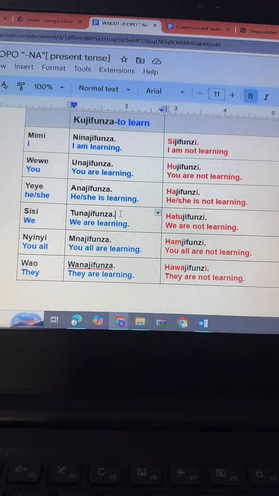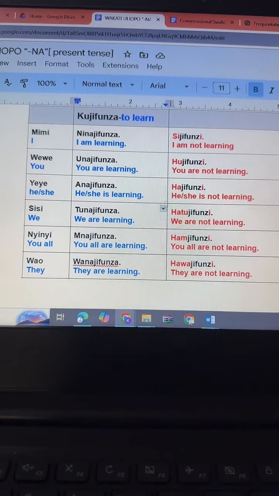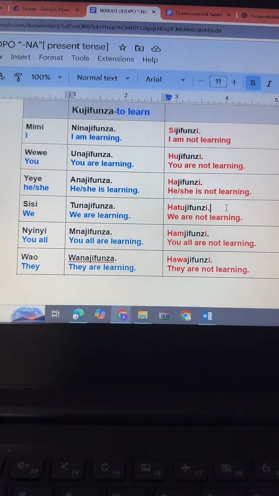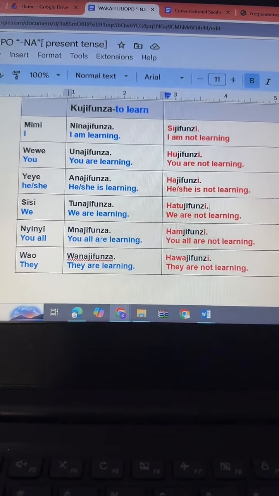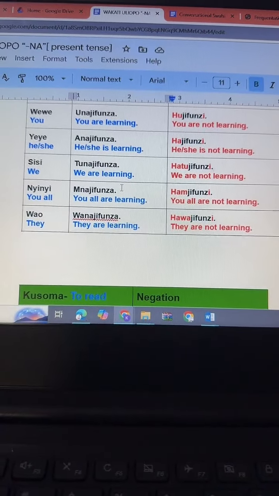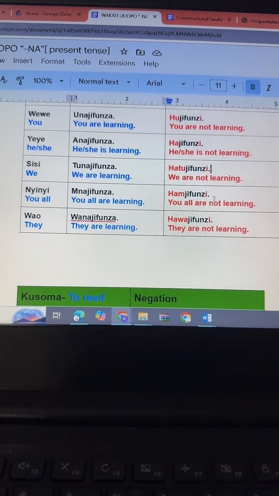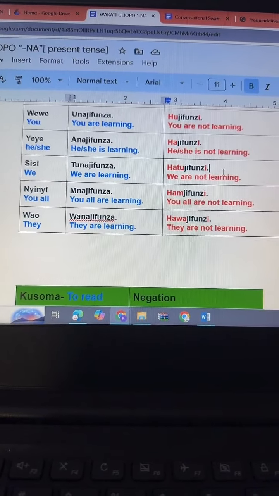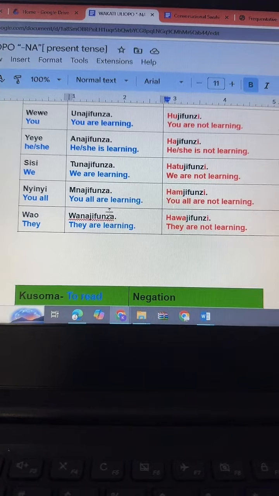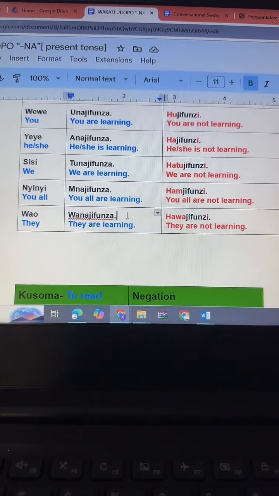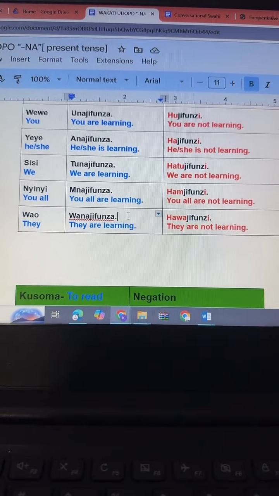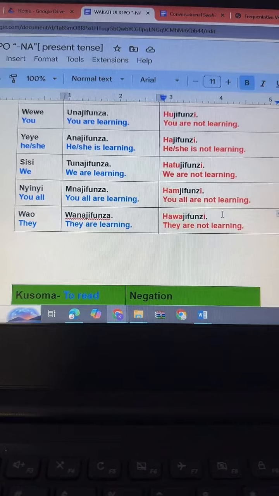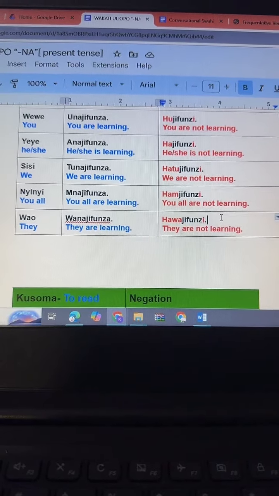Sisi tunajifunza, we are learning. Sisi hatujifunzi, we are not learning. Nyinyi mnajifunza, you all are learning. Nyinyi hamjifunzi, you all are not learning. Wao wanajifunza, they are learning. Wao hawajifunzi, they are not learning.